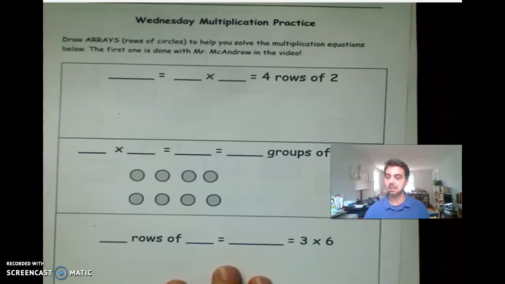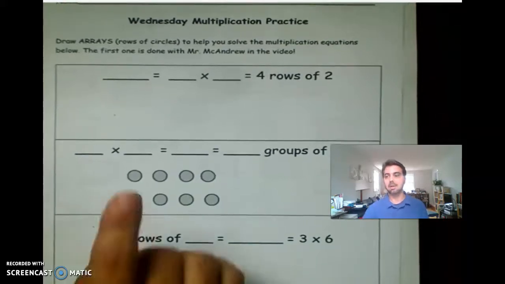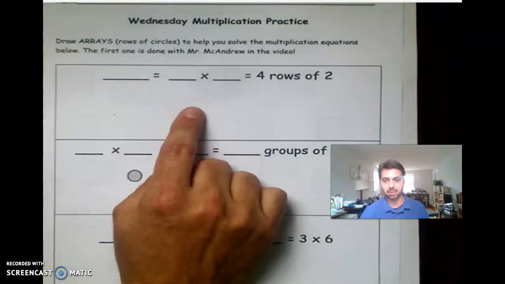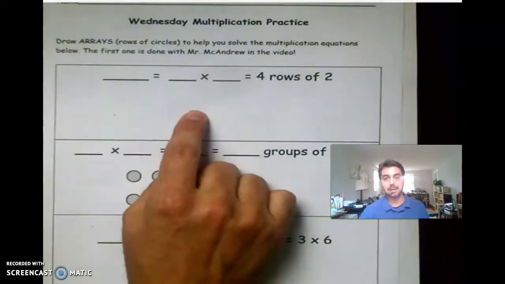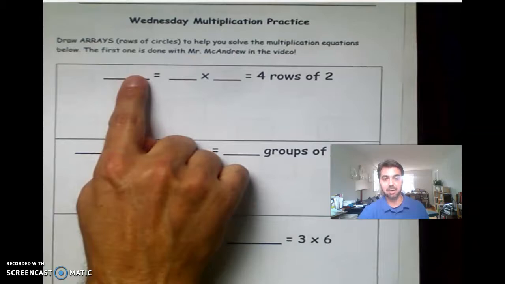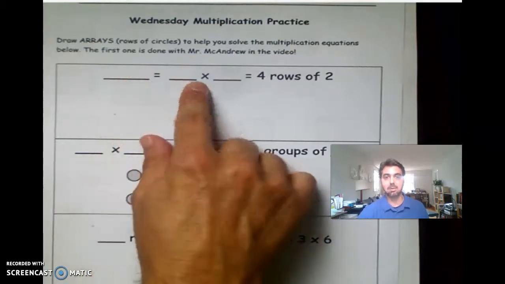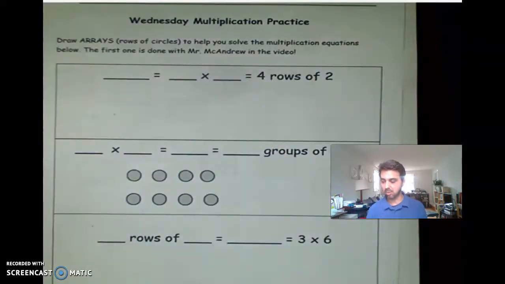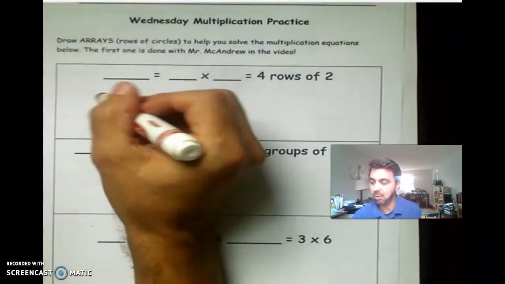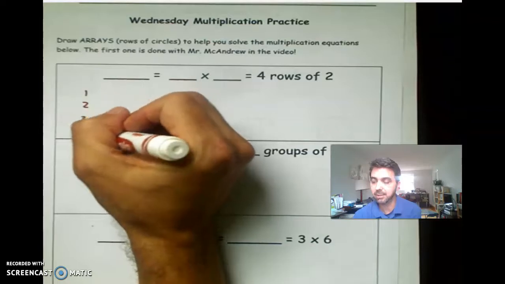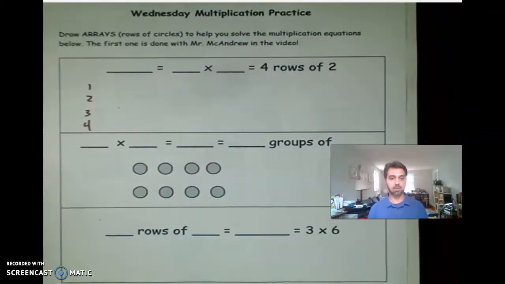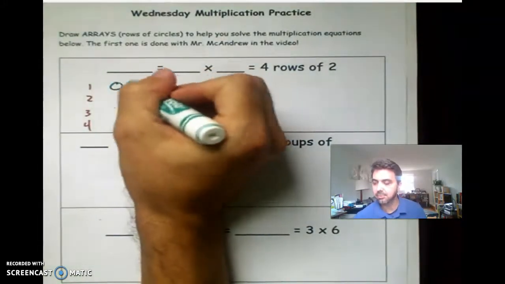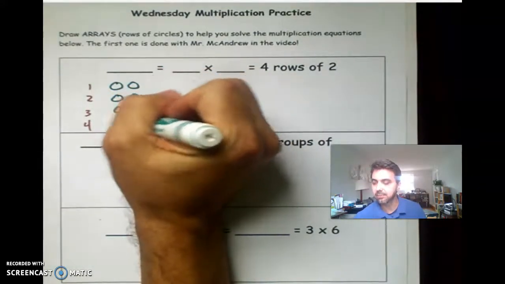All right, so we have some practice here. Very similar to what we've done before. There's no picture, so you need to draw the picture the way we've been doing it, and then fill in this part. So what is equal to 4 rows of 2? What times what? So we're going to have 4 rows. So 1, 2, 3, 4. Okay, 4 rows. All right, so we have 4 rows of 2. So we have 1 row of 2, 2 rows of 2, 3 rows of 2, 4 rows of 2.